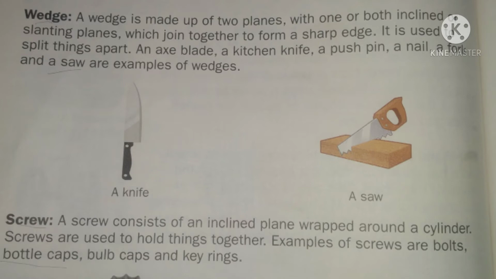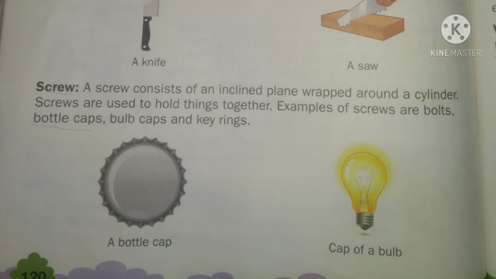Now, next we have the screw. A screw consists of an inclined plane wrapped around a cylinder. It is wrapped in a cylindrical shape. Screws are used to hold things together. For example, bottle caps, bulb caps and key rings, etc.